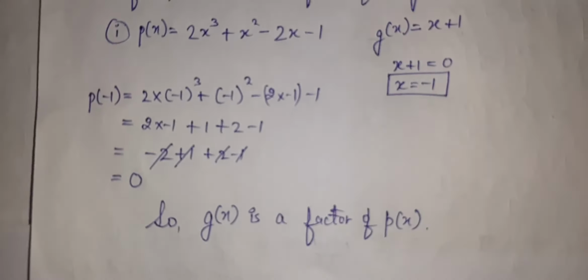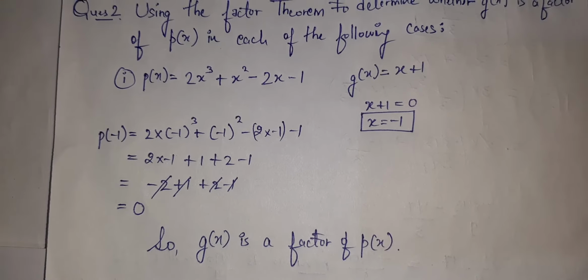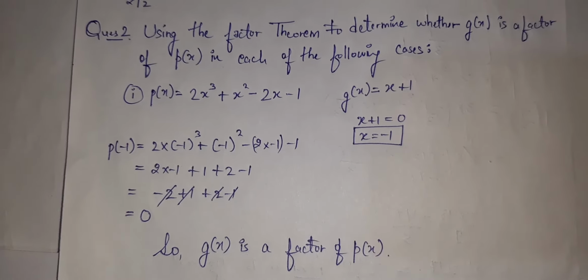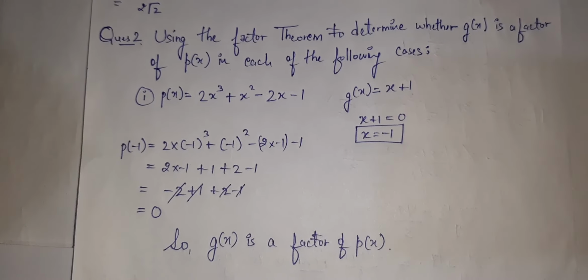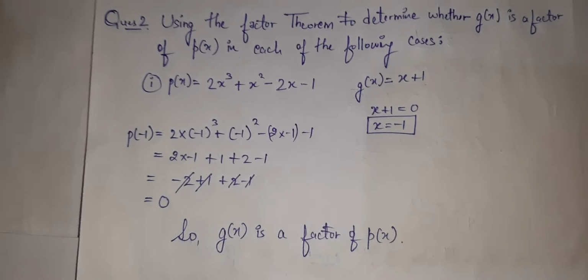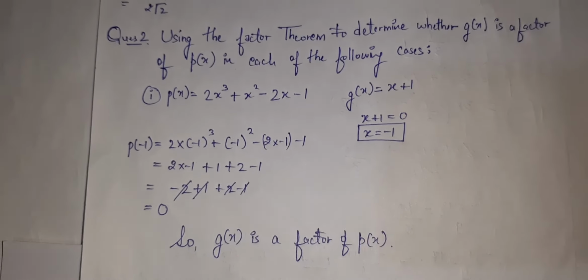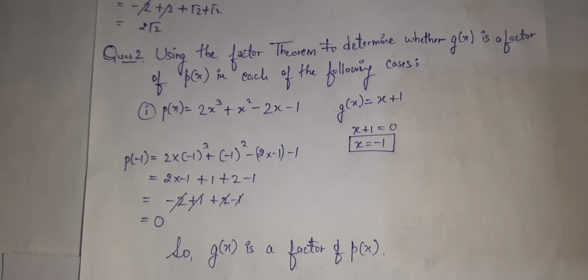Take a look. We have put g(x) is equal to 0. We have taken out the value of x. We have put the value of x in the polynomial. And the answer is 0. So g(x) is a factor of p(x).